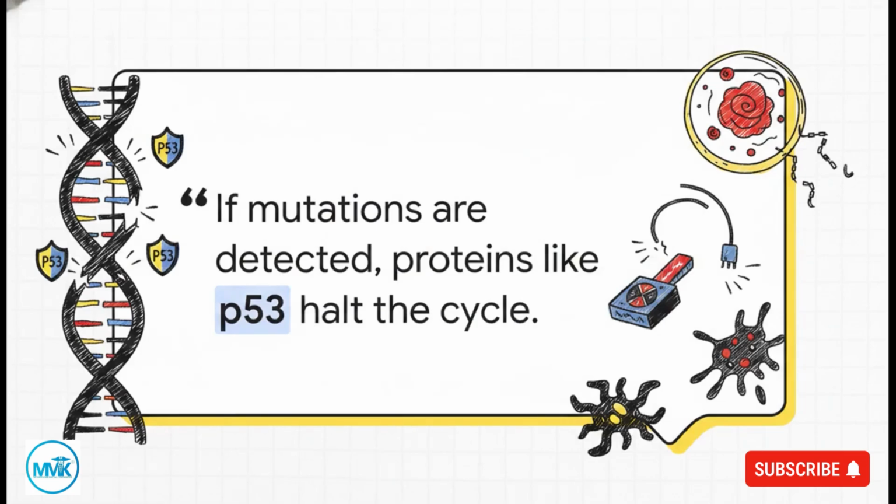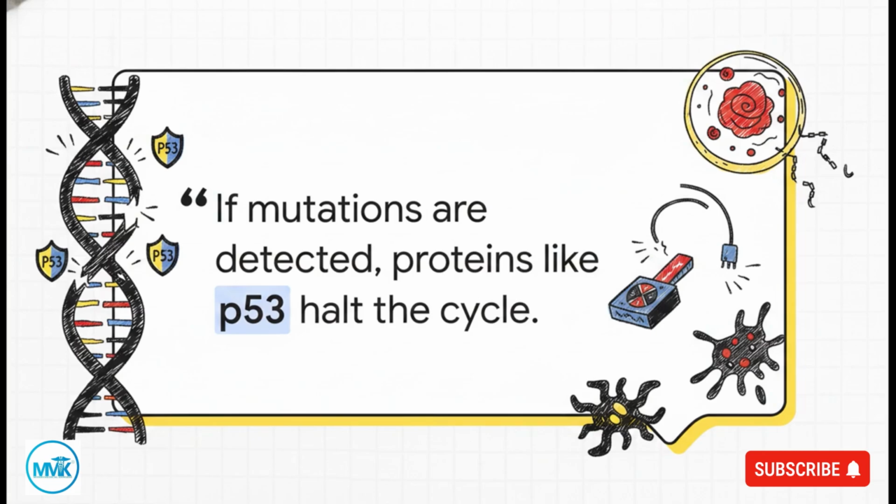But what if something goes wrong? If mutations are detected, proteins like p53 step in and halt the cycle. The p53 protein is essentially the ultimate biological emergency brake. If it finds damaged DNA, it triggers repair mechanisms or even apoptosis, which is programmed cell death. Because look, if you have mutations in your p53 gene and that emergency brake stops working, the cell divides uncontrollably.